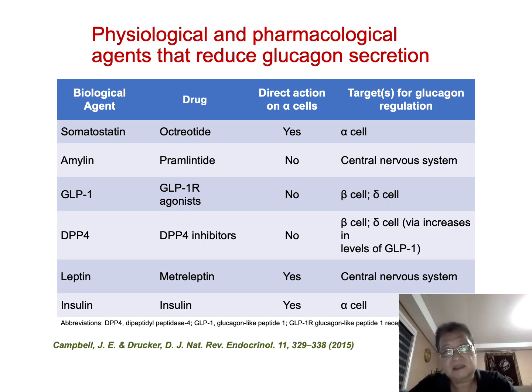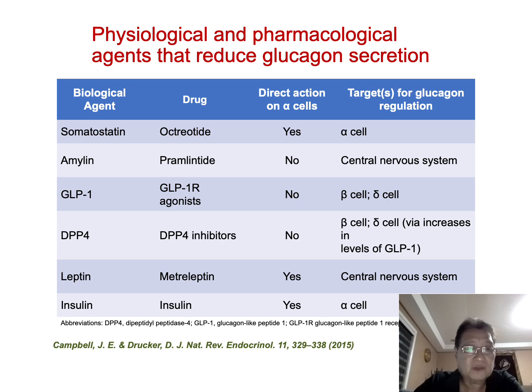Now, the following are the list of agents that are already available in the market that have been shown to possibly reduce glucagon secretion by different mechanisms. You can see on top is octreotide, or the synthetic somatostatin. Okay, the mechanism of reduction of glucagon is a direct action on the alpha cell. Okay, as well as target in the direct actions on the alpha cells. While the amylin, some articles will say it has a direct inhibition of alpha cells. Some articles say it's centrally acting.